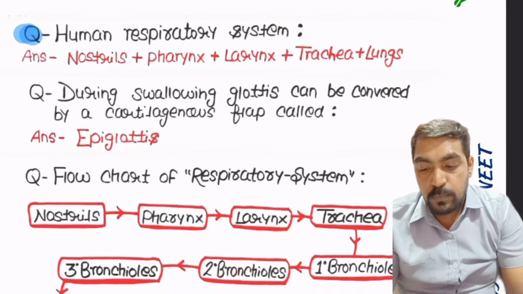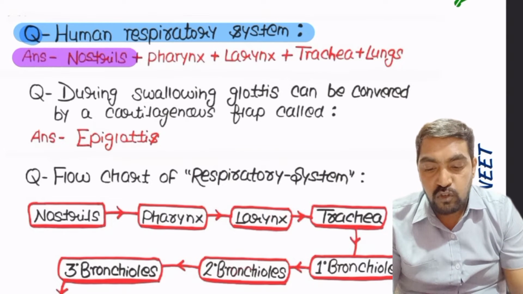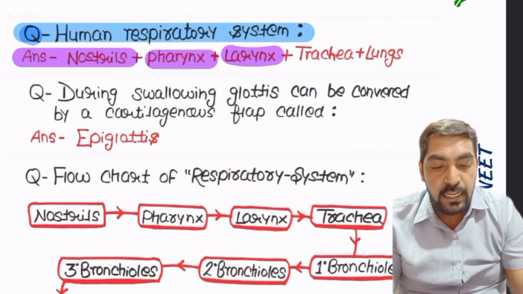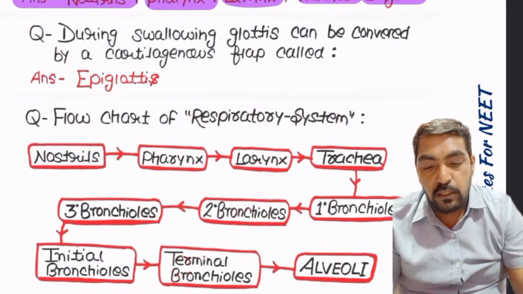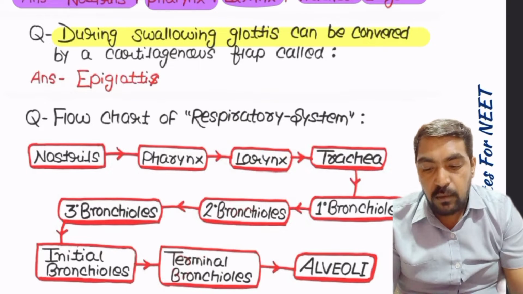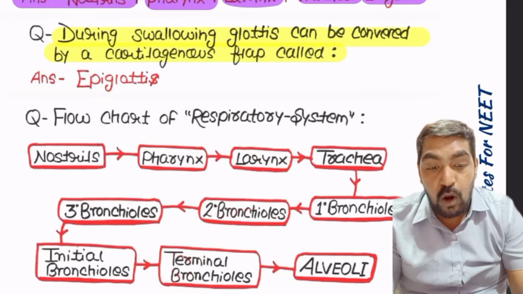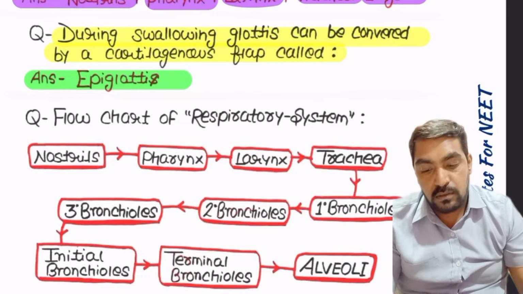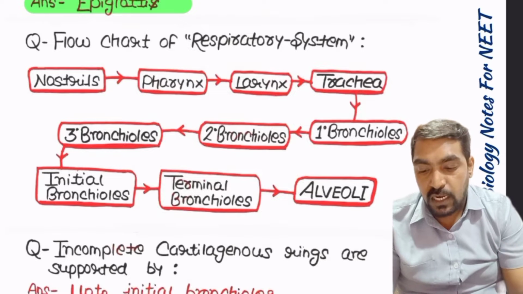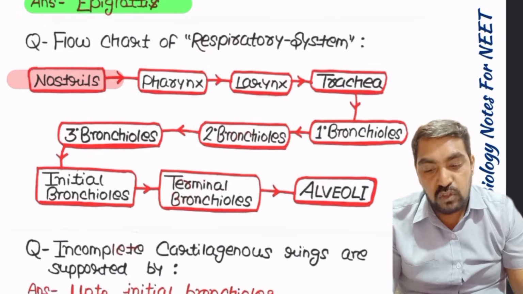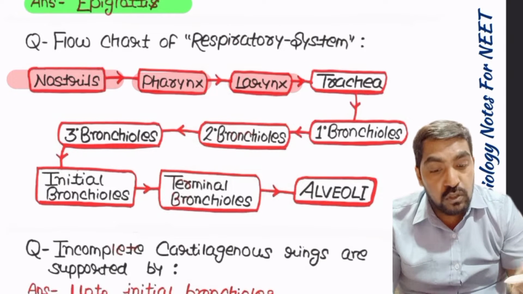Next, the human respiratory system is composed of what? So remember students, it is composed of nostril, pharynx, larynx, trachea and lungs. Most important: during swallowing, the glottis is covered by a cartilaginous flap, and that flap is called the epiglottis. Let's see how the respiratory system works with the help of a flowchart. The air enters through the nostril, goes into the pharynx. From the pharynx it goes into the larynx, which is your sound box.